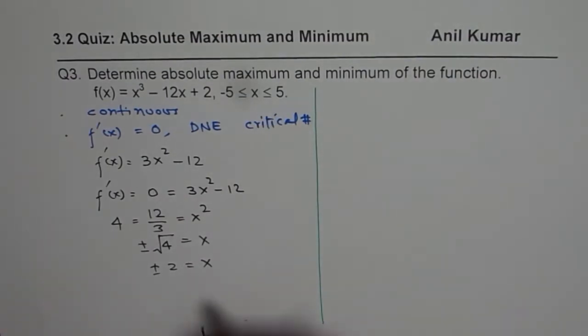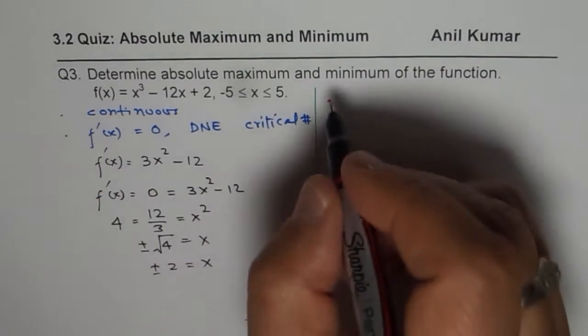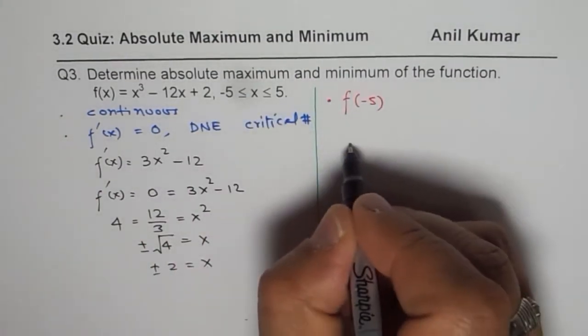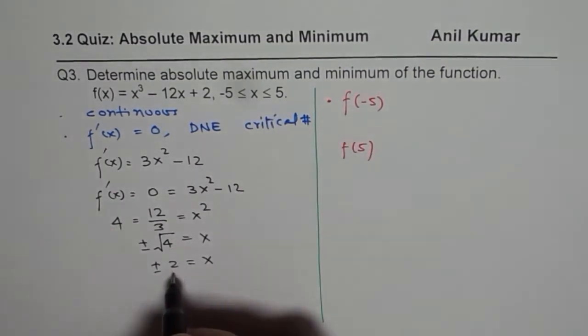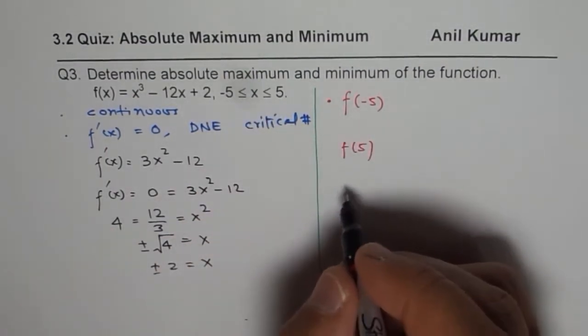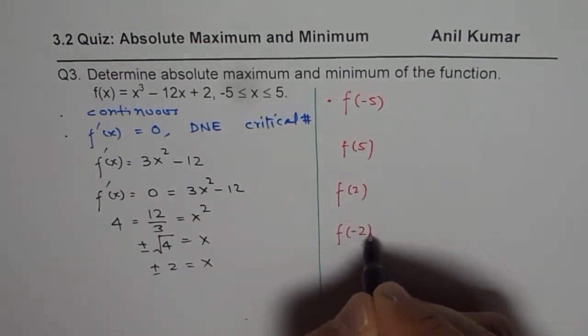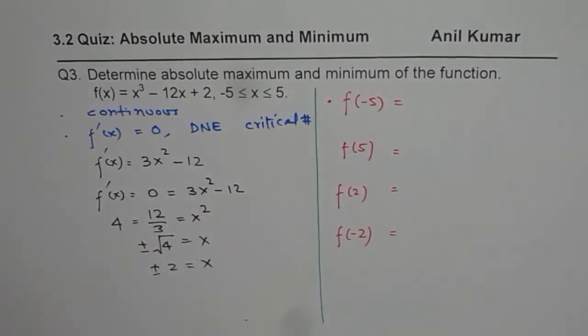Now what we need to do? The third step is to compare the values. Compare the values of the function at -5, at +5, and at these two points which are within our domain: f(2) and f(-2). Find all these values, and then you can write down which is the maximum and which is the minimum, the absolute maximum and minimum value.